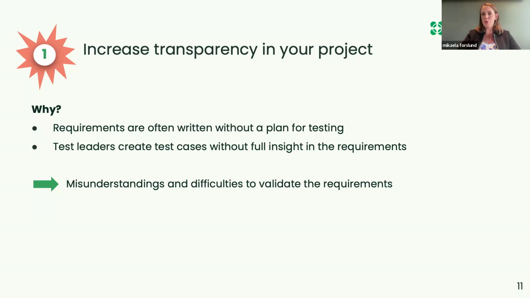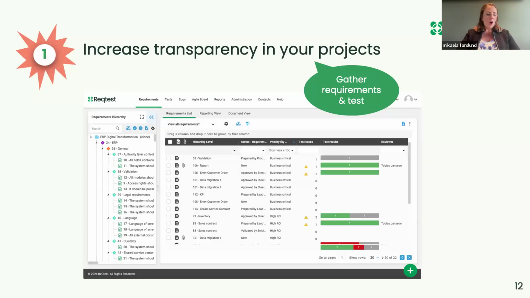So how can a tool like Reqtest help with this? Well, the beauty with Reqtest is that we gather everything related to a project in one place. That is requirements, tests, and bugs. And everyone in the project team has access to the same information at the same time. It is easy to create requirements directly in Reqtest, or you can also import them if you have them outside in an Excel sheet, for example. From the requirement, it is easy to create a test case and connect it directly to the requirement. And in this way, you can always ensure full test coverage as you move on into testing.